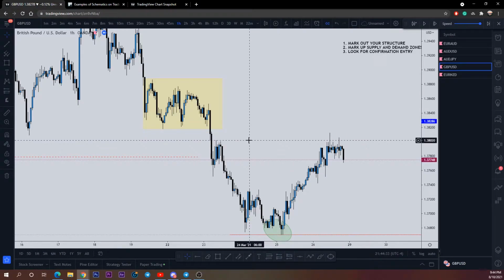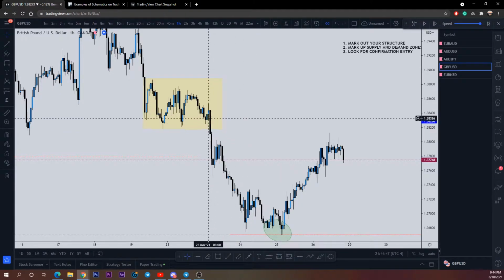We want to look for that imbalance because we know in smart money and how the banks trade, they want to fill imbalance most of the time. Okay, so let's look for a candle or something that has imbalance, or what was the last candle before we went to the downside. Cool, we have this 1 hour candle here.